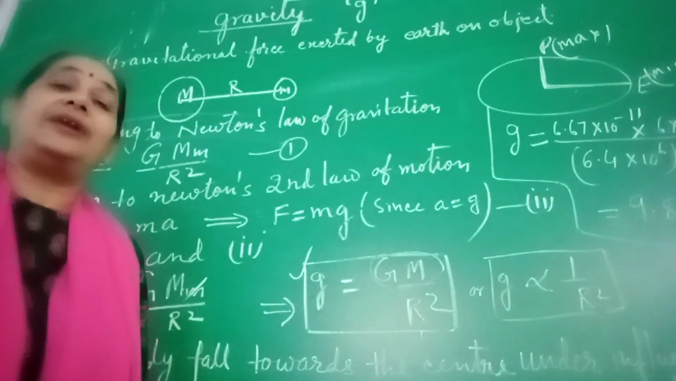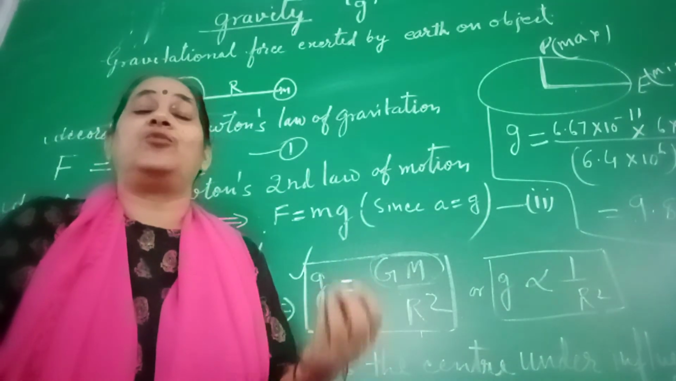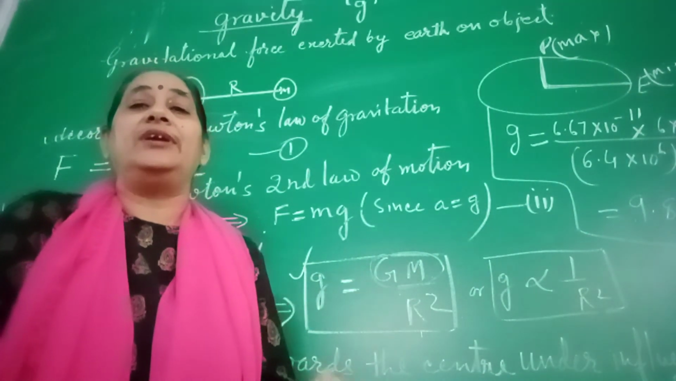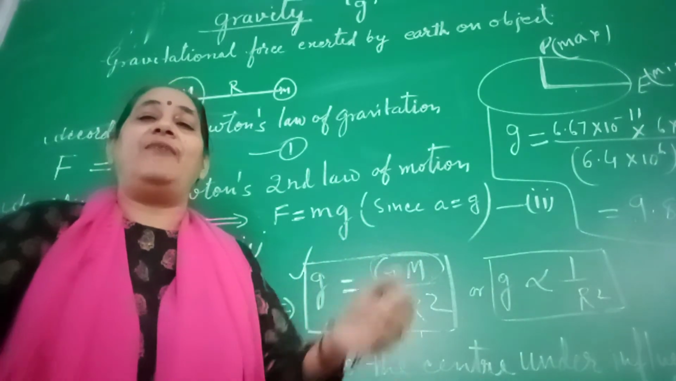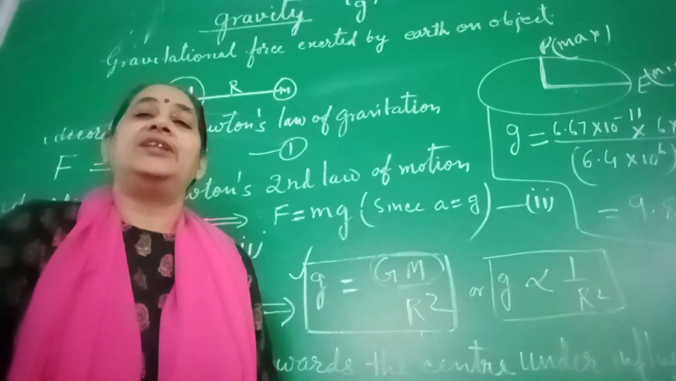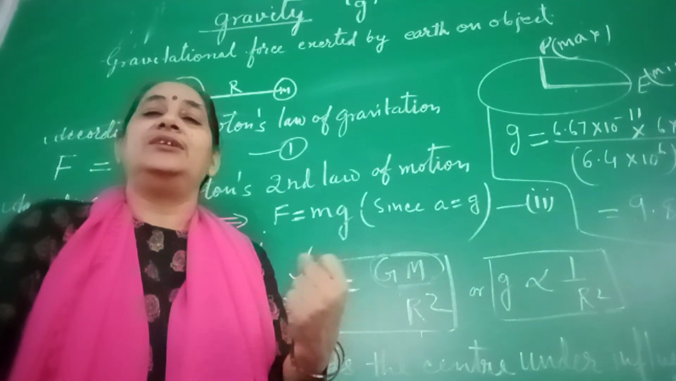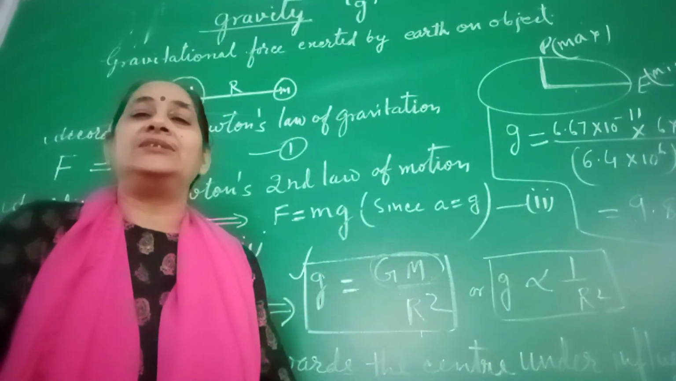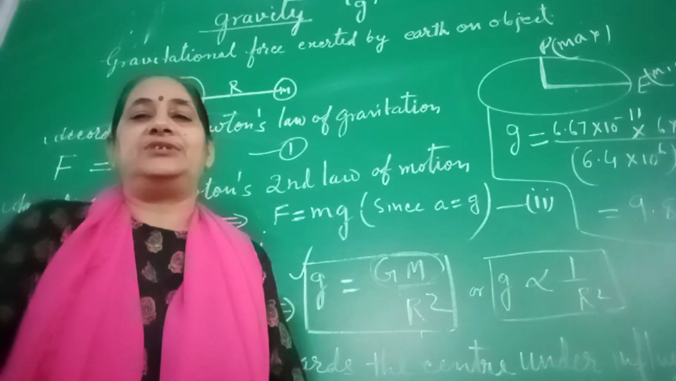Different experiments were done by Robert Boyle. One experiment was the coin and feather experiment. He dropped one coin, a heavy object, and a feather, a light object, in a vacuum tube, and he found that both fall together on the ground. That means free fall does not depend upon the mass of the object. It is independent of the mass of the object.